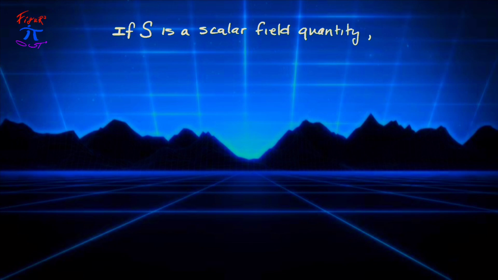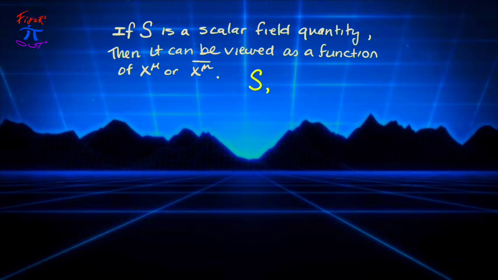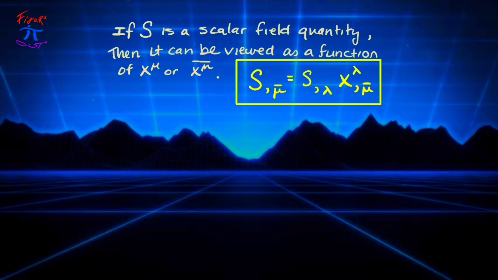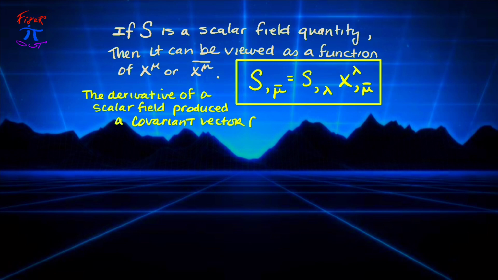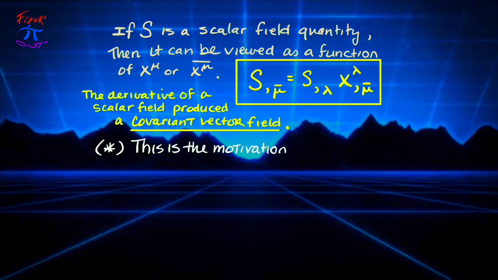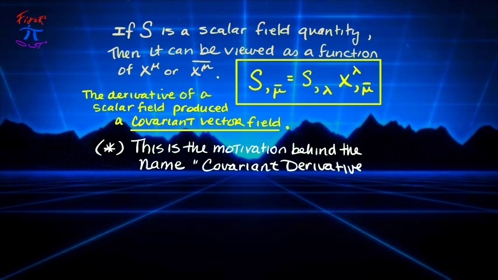Now, if we take a scalar field quantity and let it be viewed as a function of our coordinates x or our barred coordinate x, then we may write the following transformation rule for our scalar quantity. And we see that the derivative of a scalar field actually produces a covariant vector field, a covariant tensor. And this is the motivation behind the name covariant derivative. More on that later.